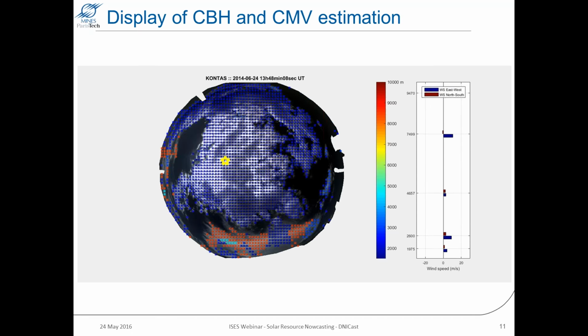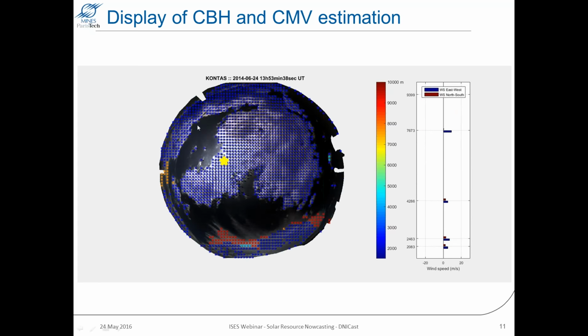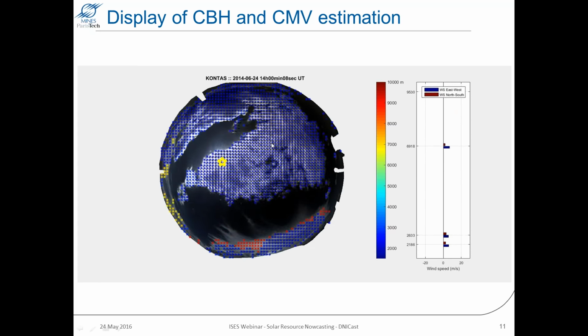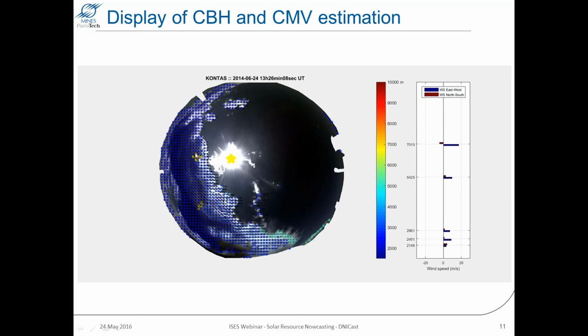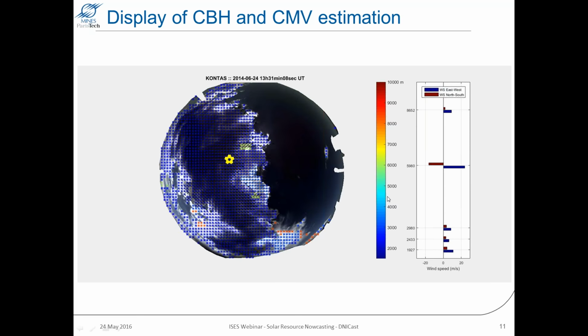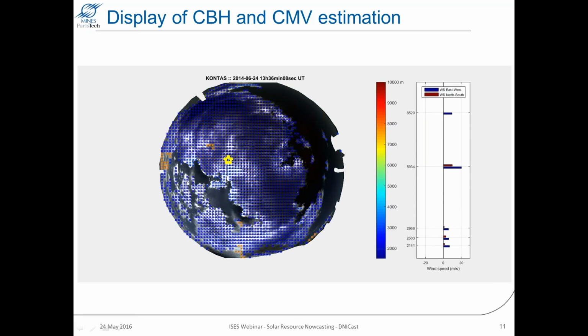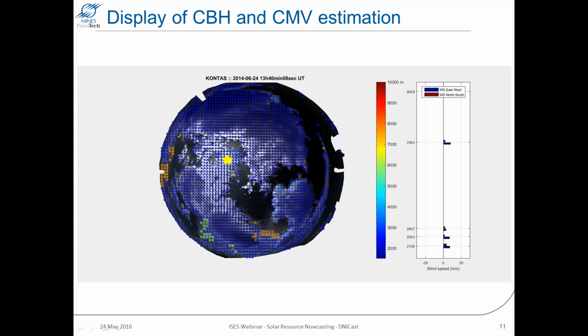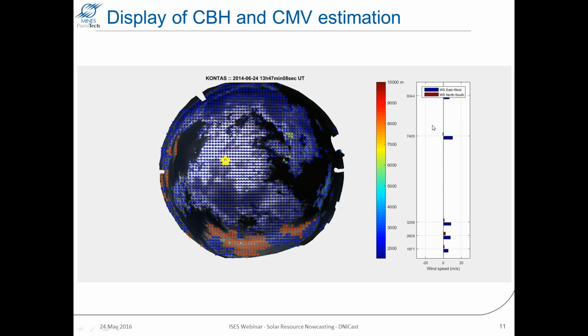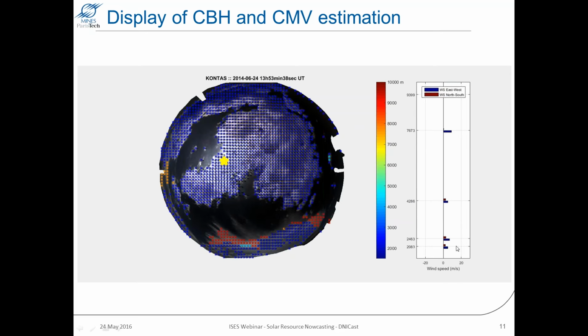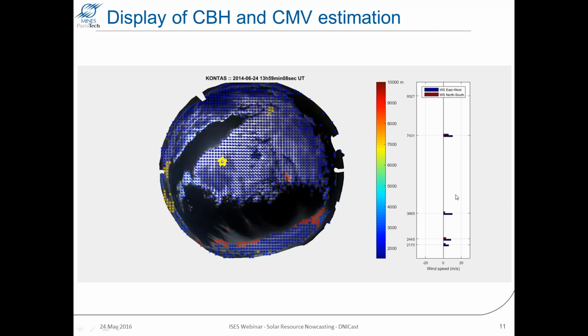Here you can see the sun, and you can see the cloud that has been detected. The patch corresponds to the CBH estimated, and you can also see the arrow for each patch, and you get here also the wind speed for the different layers that have been detected in real time.